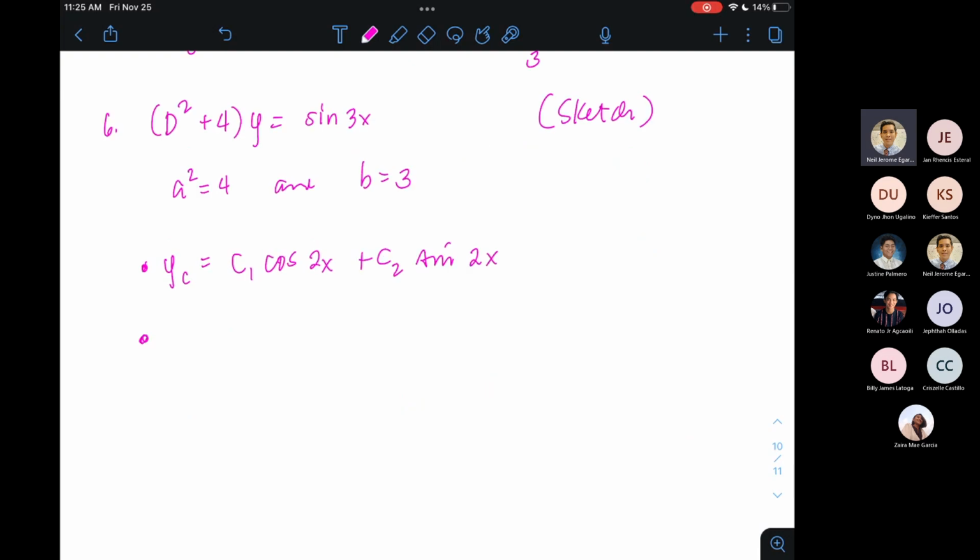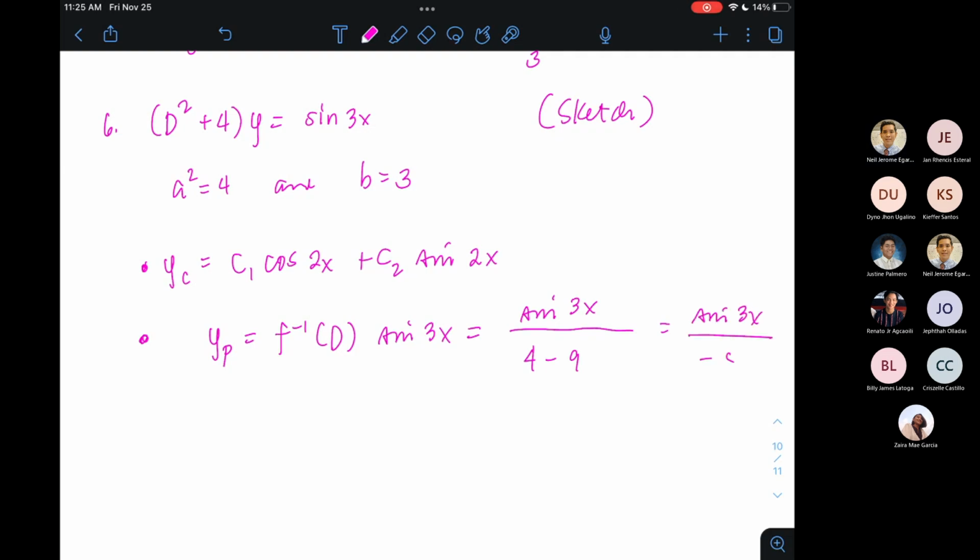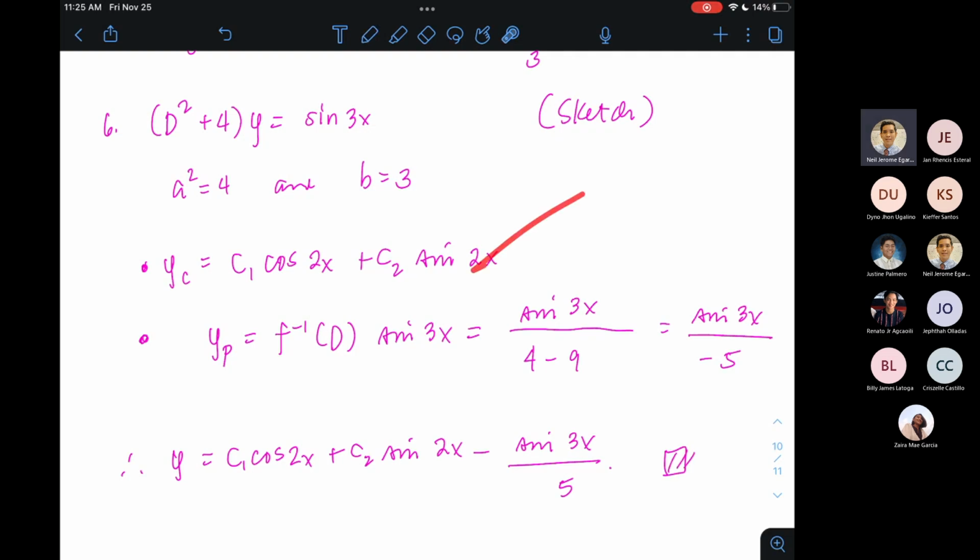And our particular solution can be found by applying f inverse of d to sine 3x. But our theorem tells us that this is sine 3x all over a squared minus b squared. So this would be sine 3x over negative 5. So therefore, our general solution is c1 cosine 2x plus c2 sine 2x minus sine 3x all over 5. End of solution.